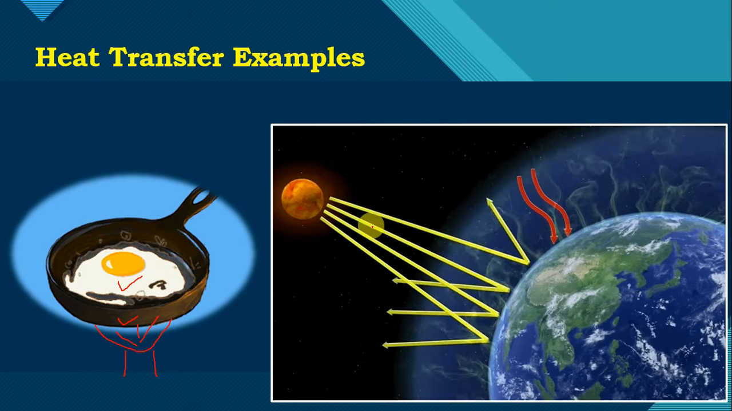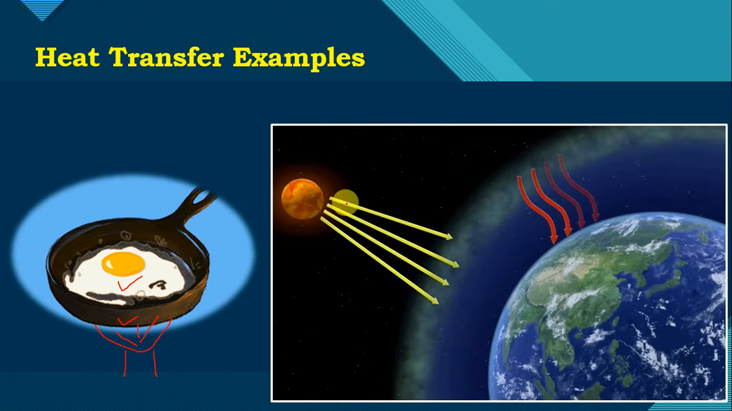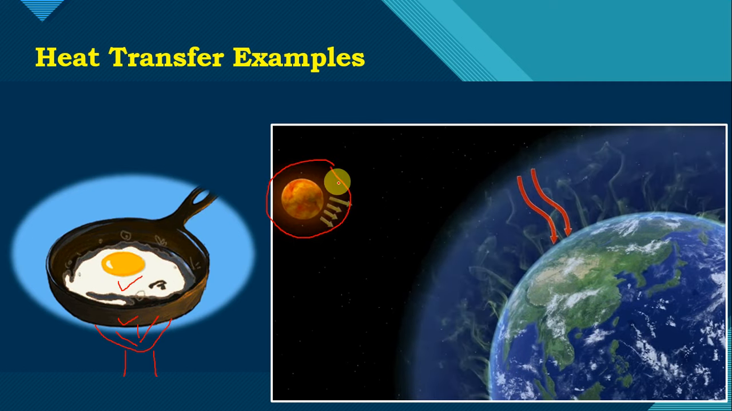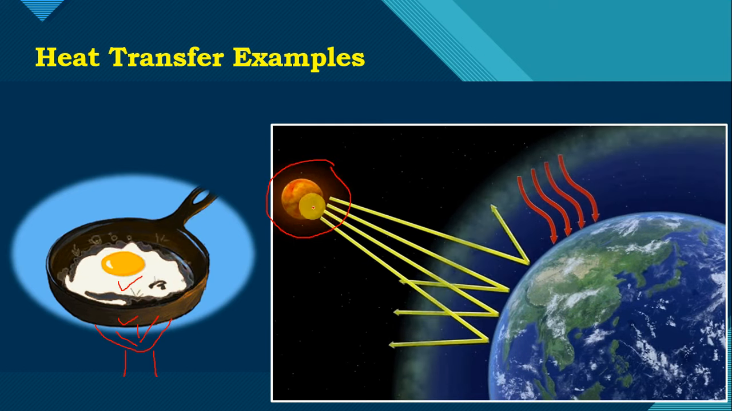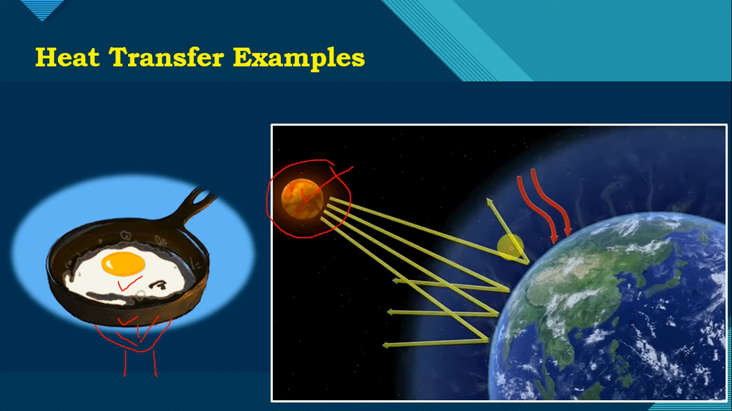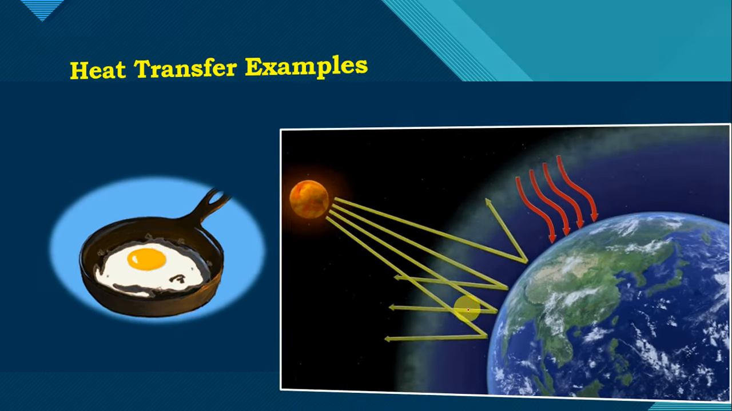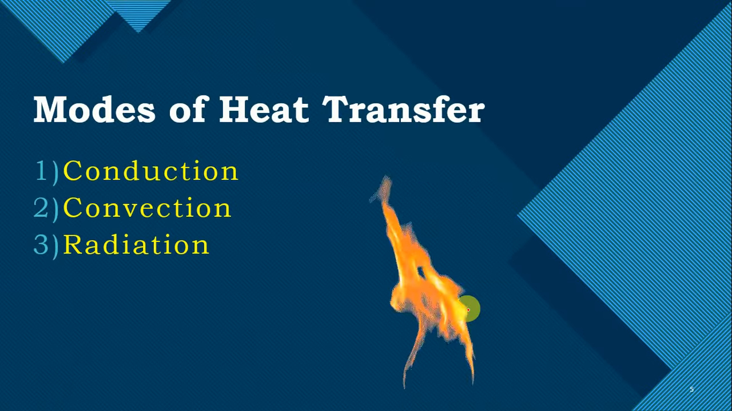If I consider another example, heat transfer from the sun to the earth: the sun is obviously at high temperature and the earth is at low temperature, so heat will be transferred from the sun to the earth. So these are some of the examples of heat transfer we have seen.